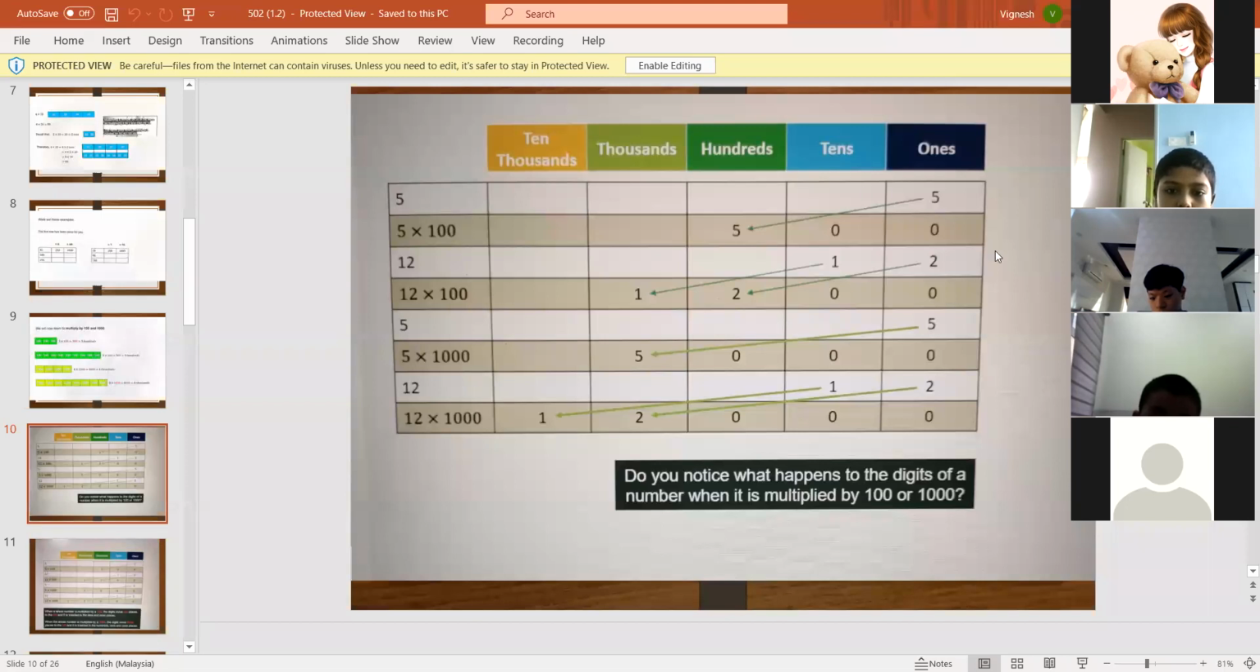Let's say 5 is in your ones place. When you multiply by hundreds, the 5 moves to the hundreds place, so you need to add 2 zeros, which means you insert 2 zeros at the tens and ones places.